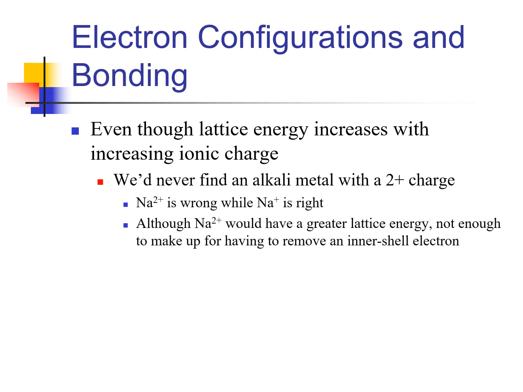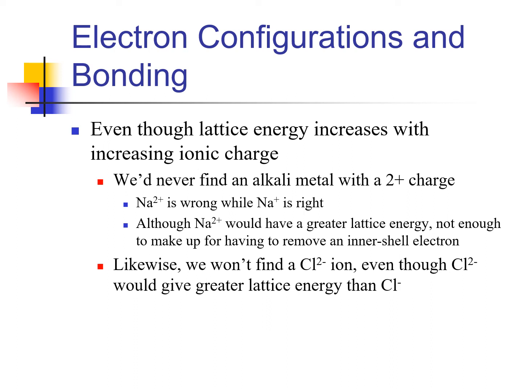Why is this? Well, to make an Na2+, even though it would have a significantly greater lattice energy, the ionization energy is just so much larger that it doesn't make up for having to remove that inner shell electron.